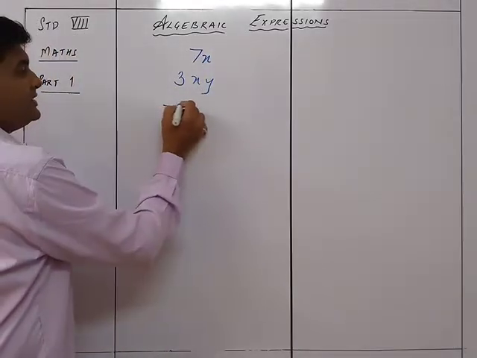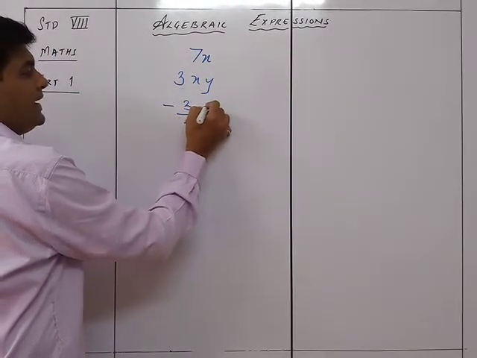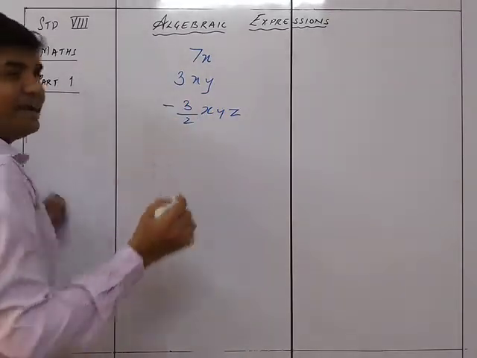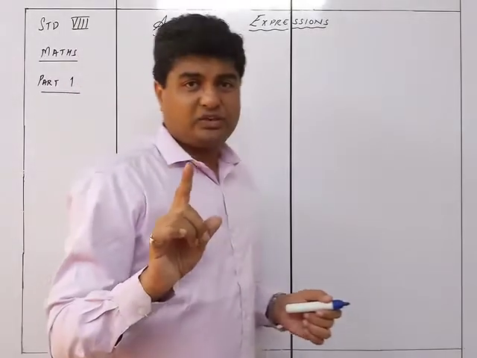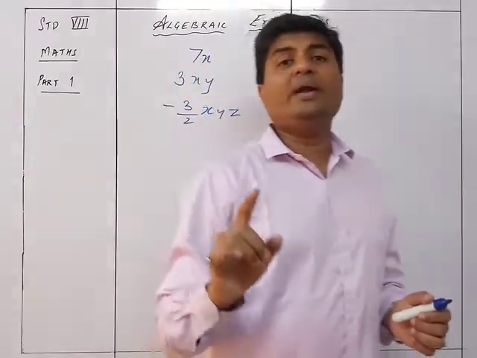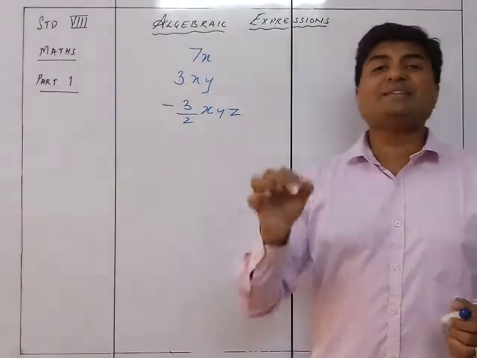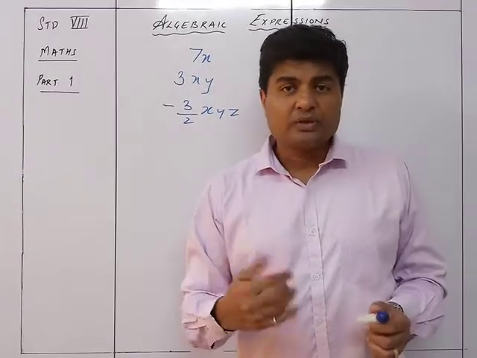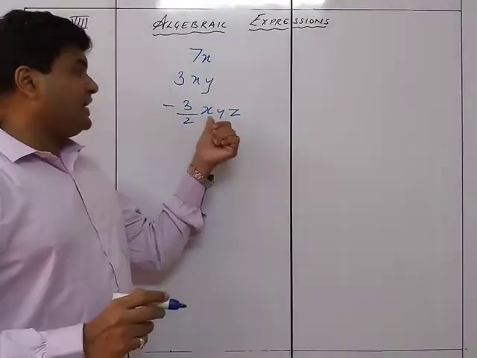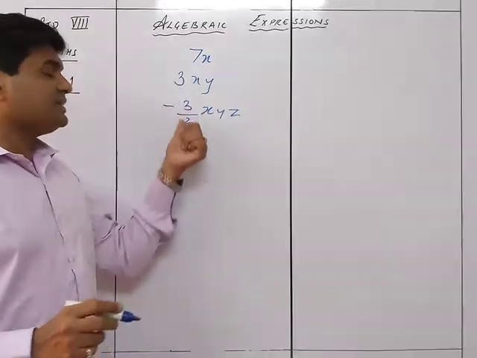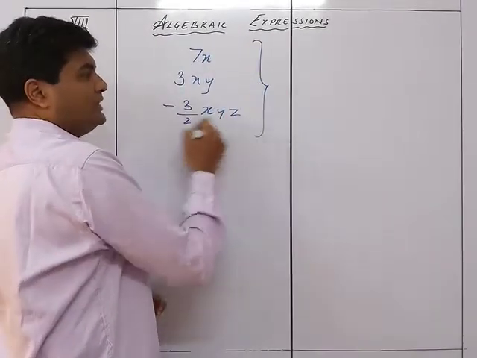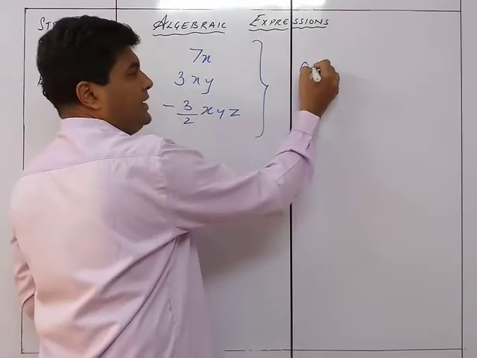Now if it is minus 3 upon 2xyz, over here minus is the negative sign. It is not addition or subtraction. It is a negative sign to indicate that the number which is here is a negative number. It has nothing to do with addition or subtraction. So accordingly, even if there are 3 variables over here and this is in the form of a fraction, still this is one term. So all these 3 are one term.